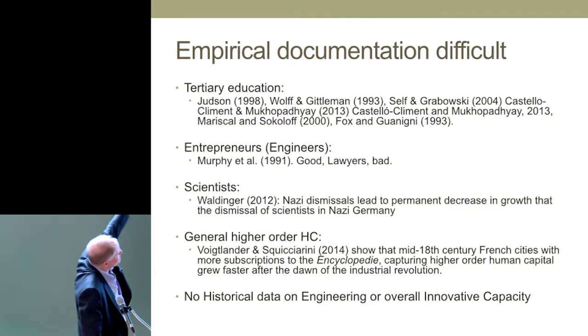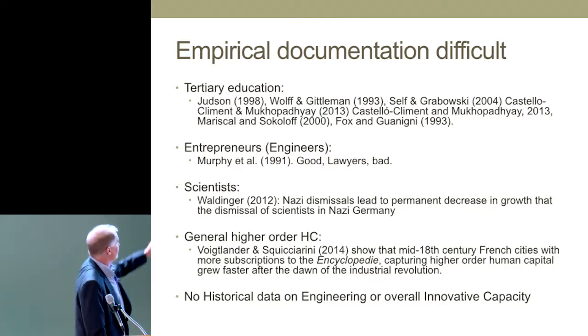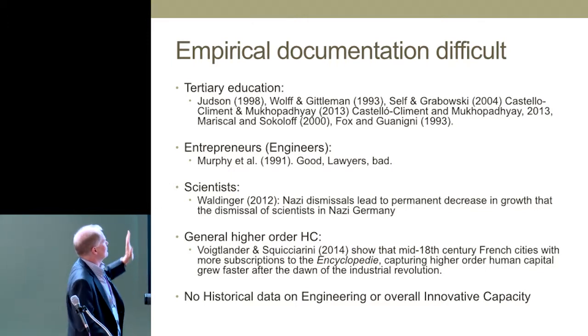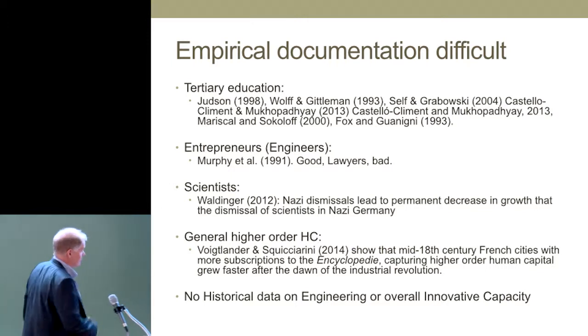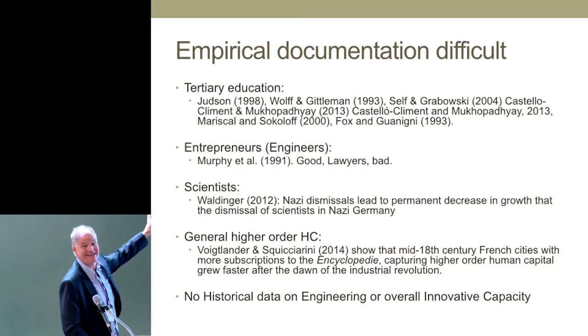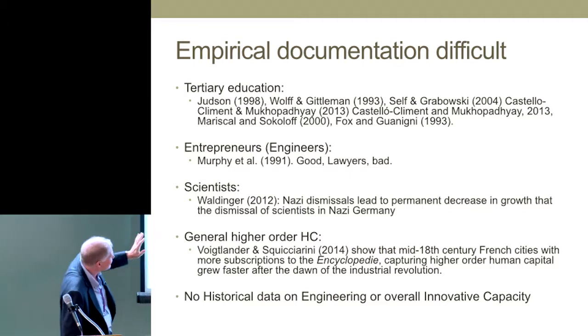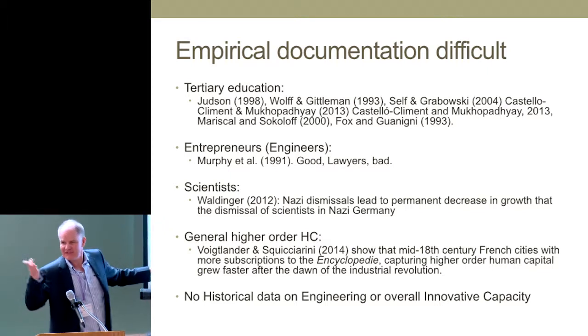So tertiary, there are a bunch of people who have been trying to demonstrate that tertiary education matters. Again, Murphy et al. use engineers as a proxy for entrepreneurship, and they show that lawyers are bad. Waldinger shows that the Nazi dismissals of scientists led to a permanent decrease in growth, so that suggests that this level of higher level human capital is important. Voigtländer, and I don't know how to pronounce it.